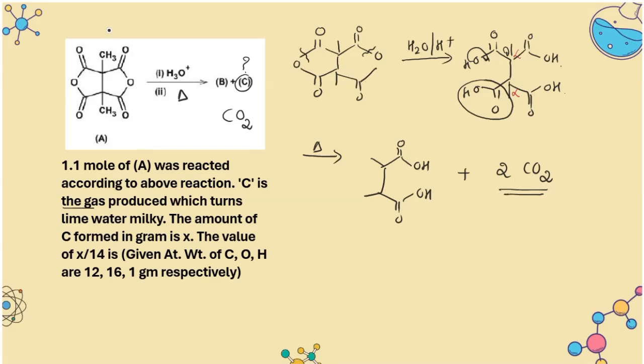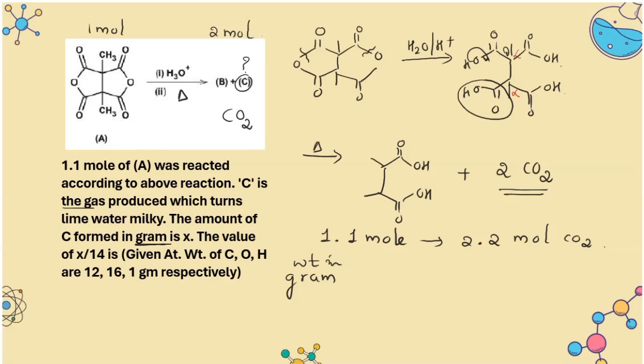So 2 moles. So that means 1 mole of reactant is forming 2 moles of carbon dioxide. If that's the case, 1.1 mole will produce 2.2 moles. So you just have to multiply by 1.1. So it's going to form 2.2 moles of carbon dioxide. But in the question, it is mentioned that the amount of C formed is in grams. So how do you convert it to grams? Very simple. In order to convert it to grams, the weight in grams, which is nothing but X here, you can write like this.